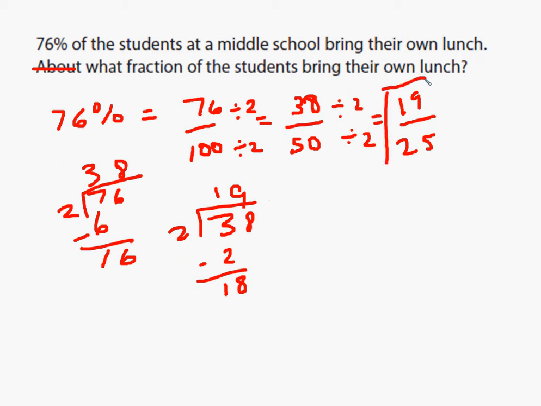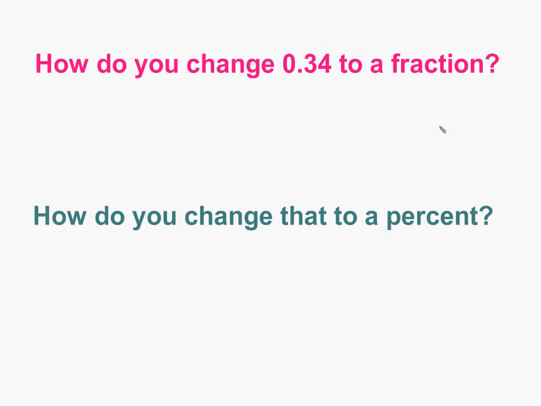So, if 76% of the students at a middle school bring their own lunch, that means 19 out of every 25 students bring their own lunch. So I just took a percentage and made it into a fraction. So now we've taken a fraction and made it into a percent, and we've taken a percent and made it into a fraction. So what happens if we have a decimal like this one?